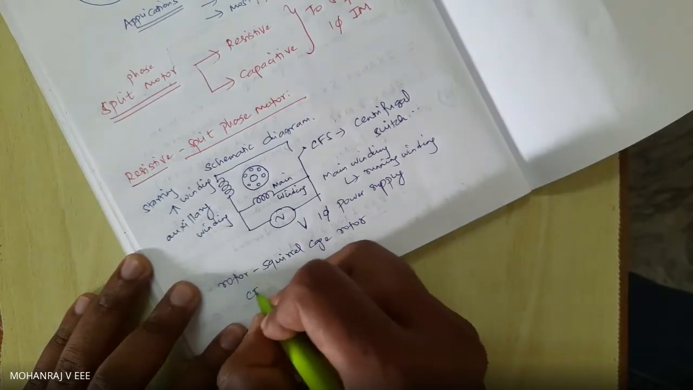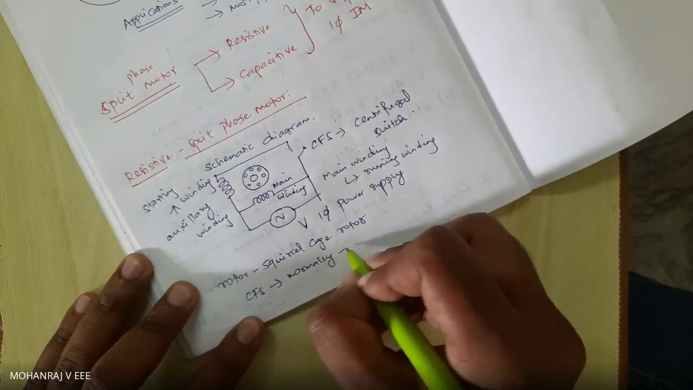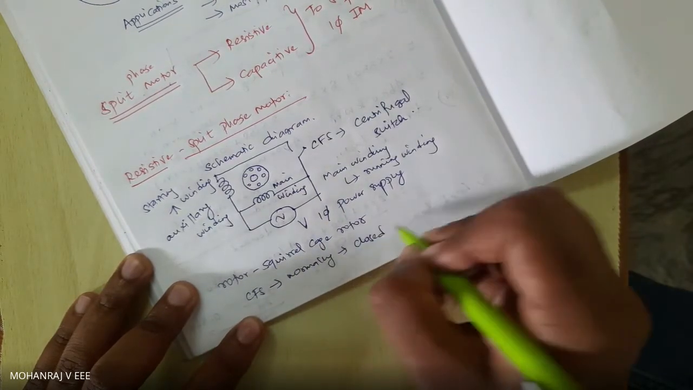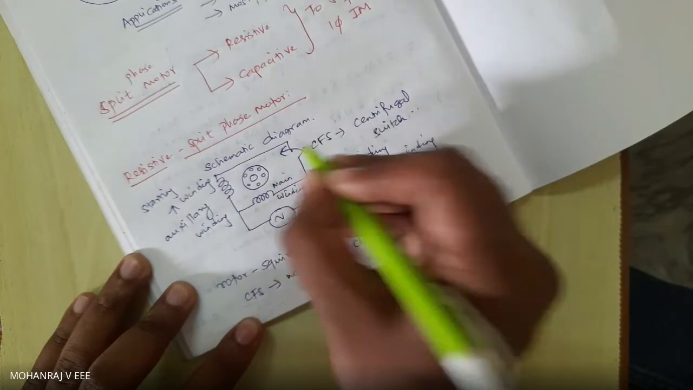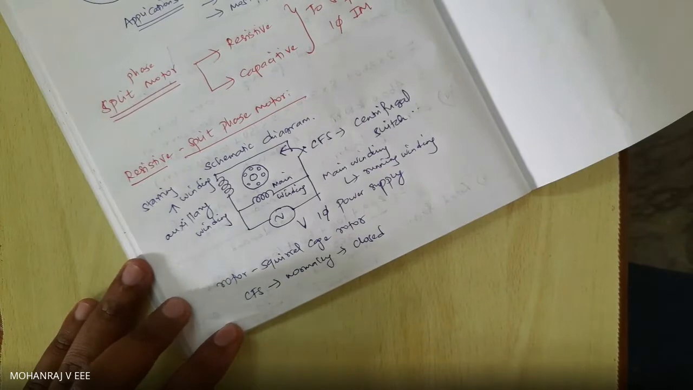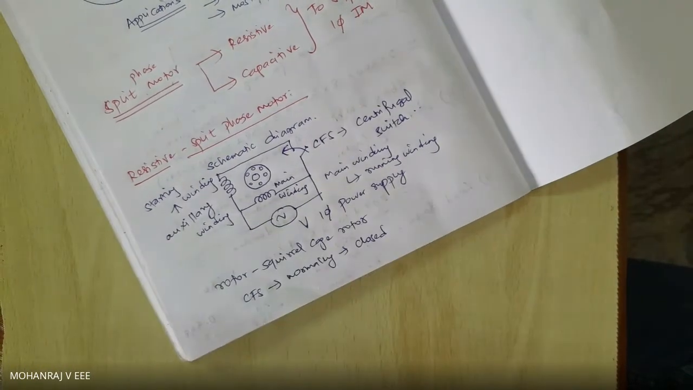Now my CFS is normally closed. It is actually a switch. The switch is normally closed. So it will open and disconnect my auxiliary winding, which we will discuss. Okay.